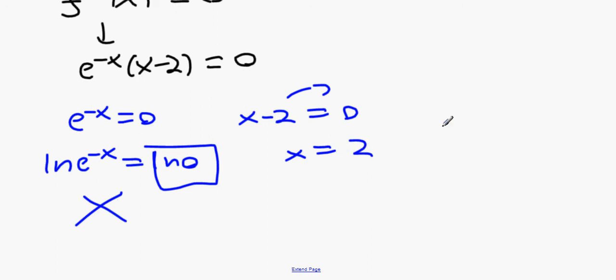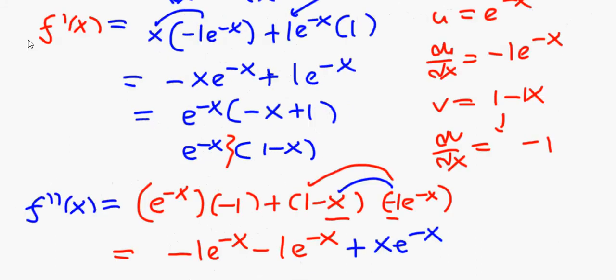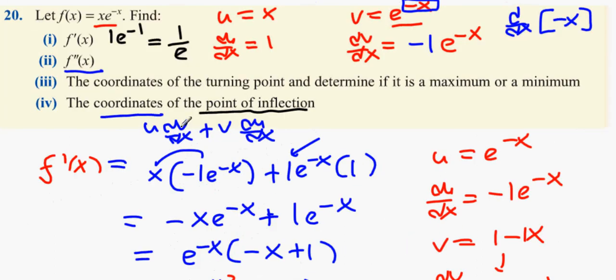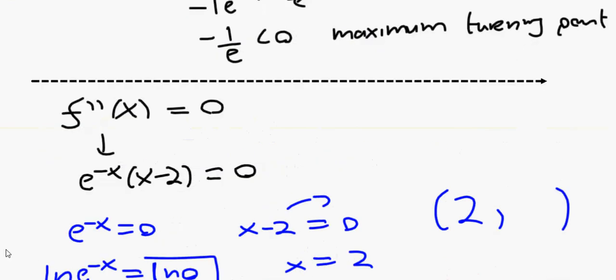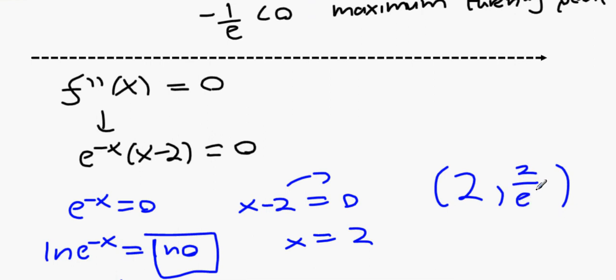But we now have to find out what the y coordinate is, because it says it wants the coordinates. The word coordinates means it wants both the x and the y value. So we need to go to the original function and replace x with 2. And when we replace x with 2, we're going to get 2 e to the minus 2, which is going to be 2 over e squared. Okay, so that's where we're going to get our 2 over e squared from.